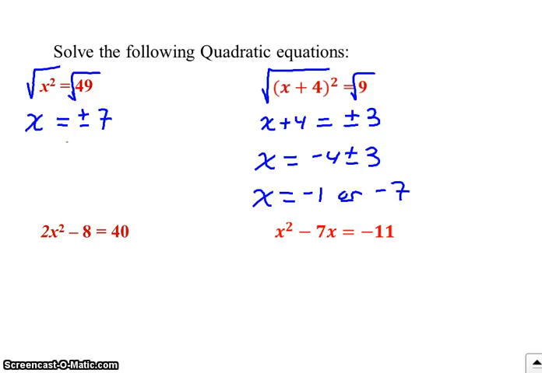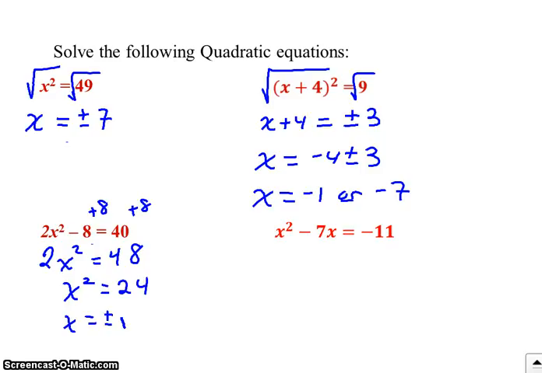We got two solutions for the first one. We've got two solutions for the second one. We should probably have two solutions for this third one. Let's start by adding 8 to both sides. So we get 2x squared equals 48. Divide both sides by 2, and take the square root. Don't forget the plus and minus.